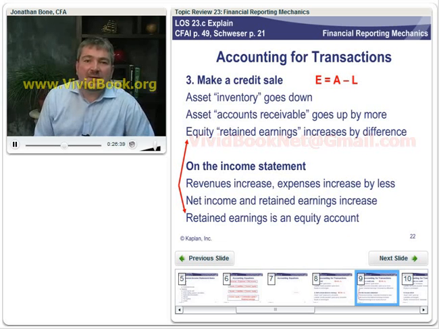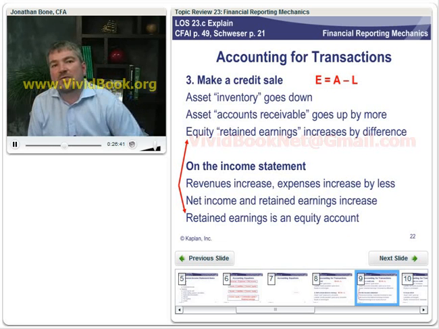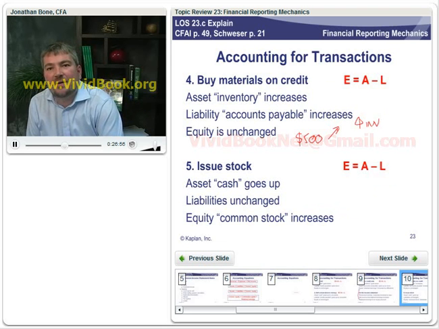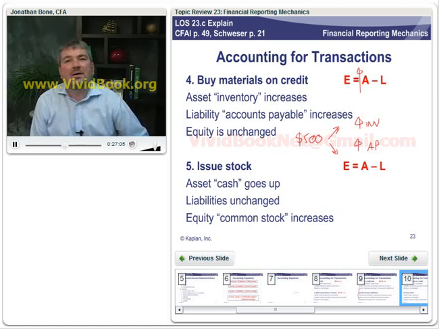Let's have some purchases of materials on credit. Let's say we buy $500 of materials on credit. If we buy $500 of materials, up goes our inventory by $500, which of course is an asset. But if we bought them on credit, we've not yet paid for them, so up goes our accounts payable by $500. So notice both assets and liabilities would go up by $500. Stockholders' equity would be constant.